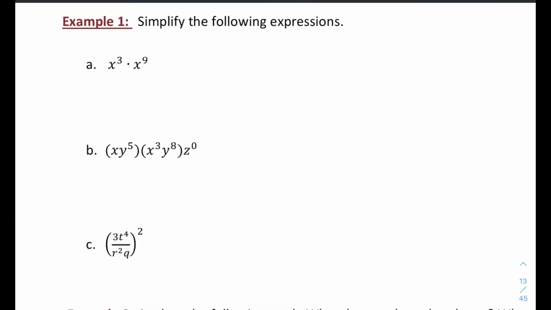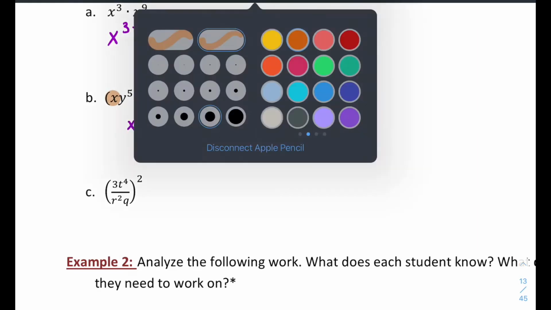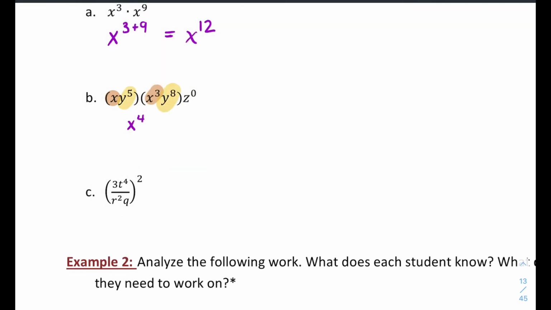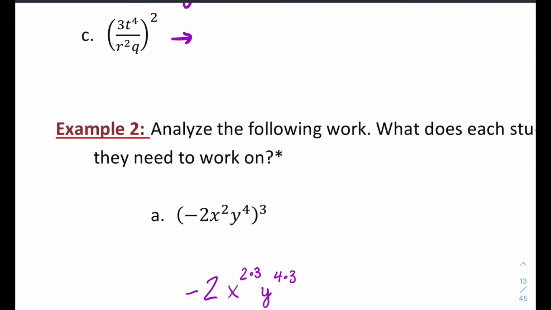Let's simplify some expressions. So if you have these being multiplied, you have 3 factors of x and then 9 more. So add them together, you get a total of 12 factors of x, x to the 12th. On b, when you're multiplying, I have 1 factor of x and then 3 more. Add those to give a total of 4 factors of x. And then 13 factors of y. Anything to the 0 power we said is 1. So if you multiply x to the 4th times y to the 13th times 1, it's just x to the 4th times y to the 13th.